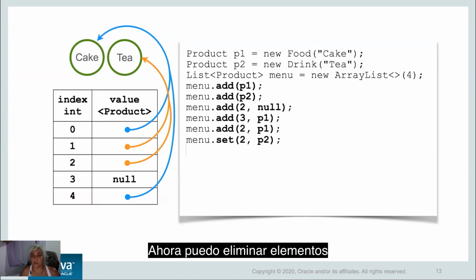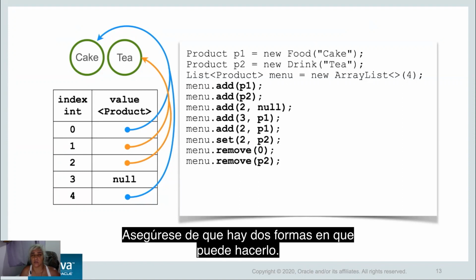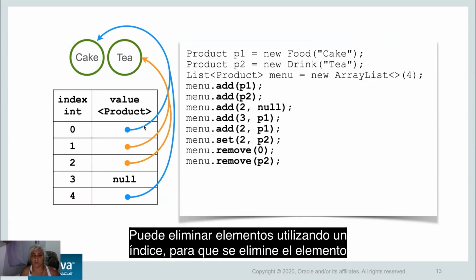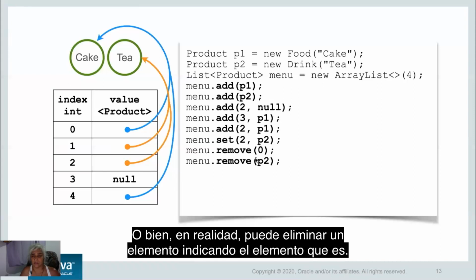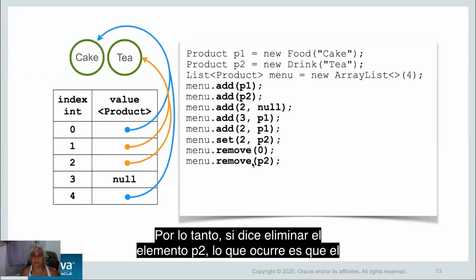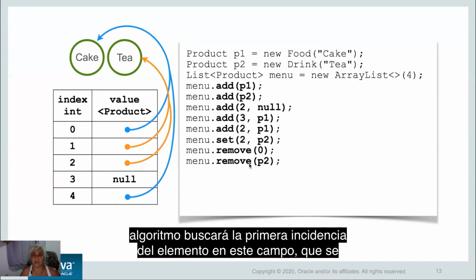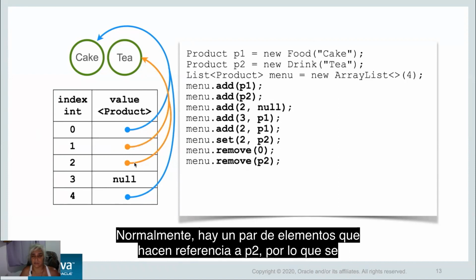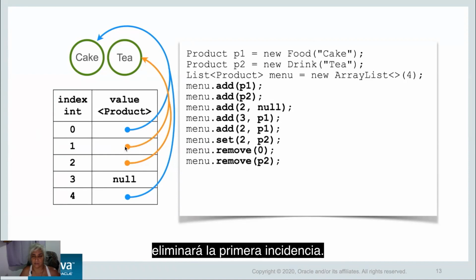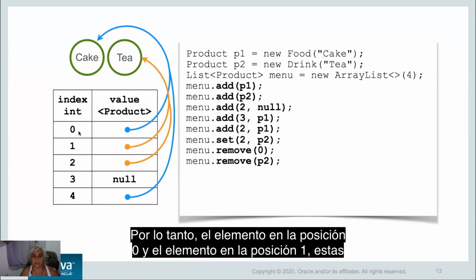Now, can I remove things? Sure. And there are two ways in which you can do it. You can remove elements using an index. So that will remove position 0. Or actually you can remove an element by saying which element it is. So if you say remove element P2, what will happen is that the algorithm will search for the first occurrence of the element in here that refers to the P2 object. Apparently there are a couple of elements that refer to P2. So we'll remove the first occurrence. So the element of position 0 and the element of position 2, these two positions will be gone.